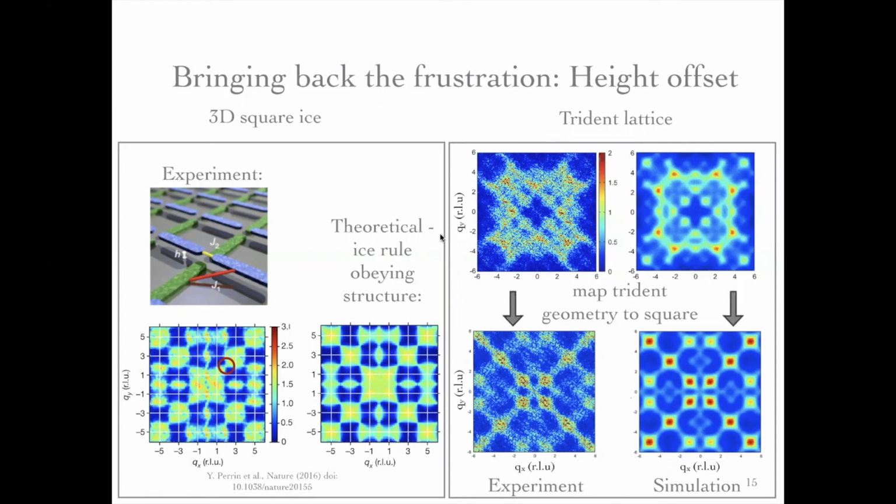To compare that directly to our trident lattice, our lattice has a different geometry, so it's hard to interpret this in the same way. However, our geometry is very close to a square lattice, so we can just map our system onto the geometry of a square lattice and then recalculate the structure factor, which is what I've done here for both the experiment and the simulation. We can see that the behavior is quite similar. In both cases, we see a general diffuse scattering. We don't have the same kind of sharp features in the trident lattice as they see in this theoretical ice rule structure. So it's not entirely the same.